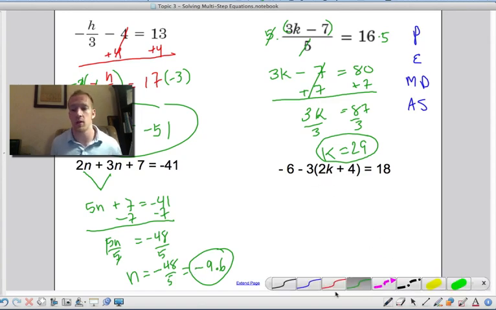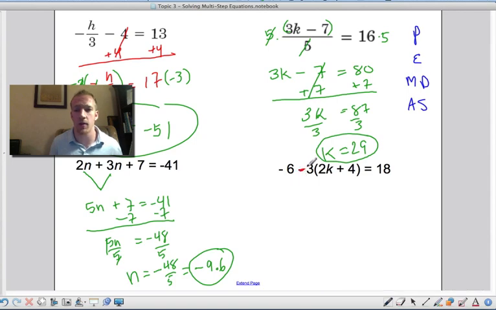So here we have to distribute. And it's a negative 3 out front. That sign has to go with the number. So I'm distributing the negative to both things. So the negative 6 tags along. Negative 3 times 2k is negative 6k. Negative 3 times 4, this is where a lot of people forget the sign. Negative times a positive is a negative 12 equals 18.